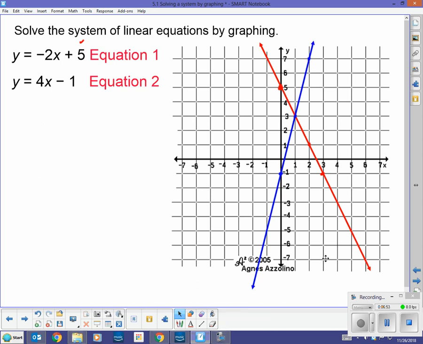Okay, so there's our graph of the system. The solution is the point that is on both lines, which is right there. So my solution is going to be 1, 3. Just like that. That's my solution.